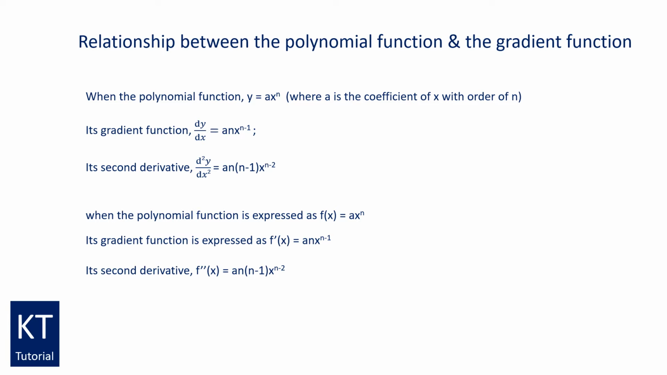When the polynomial function is y equal to the product of a x to the power of n, its gradient function, written as dy/dx, is the product of a n and x to the power n minus 1. When you perform dy/dx against an existing dy/dx, it is also known as its second derivative, and it is the product of a n, n minus 1, and x to the power n minus 2.